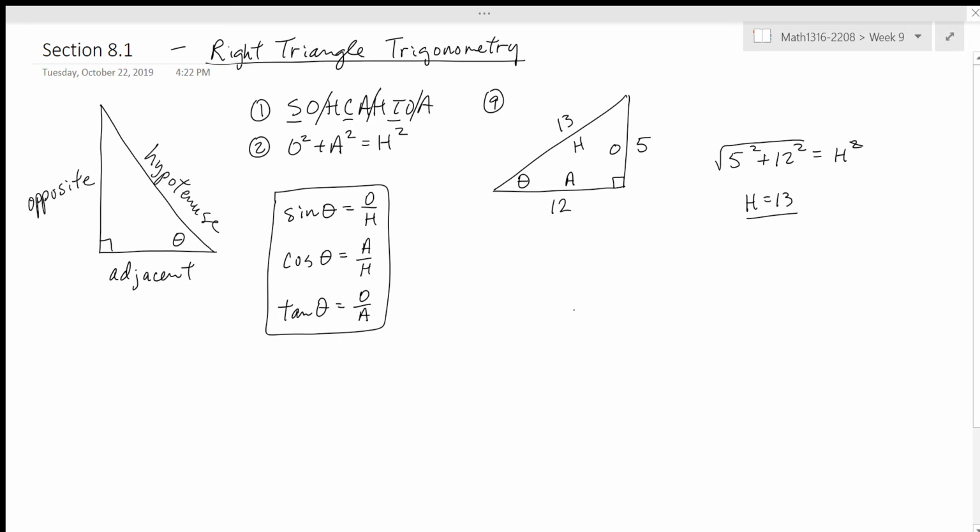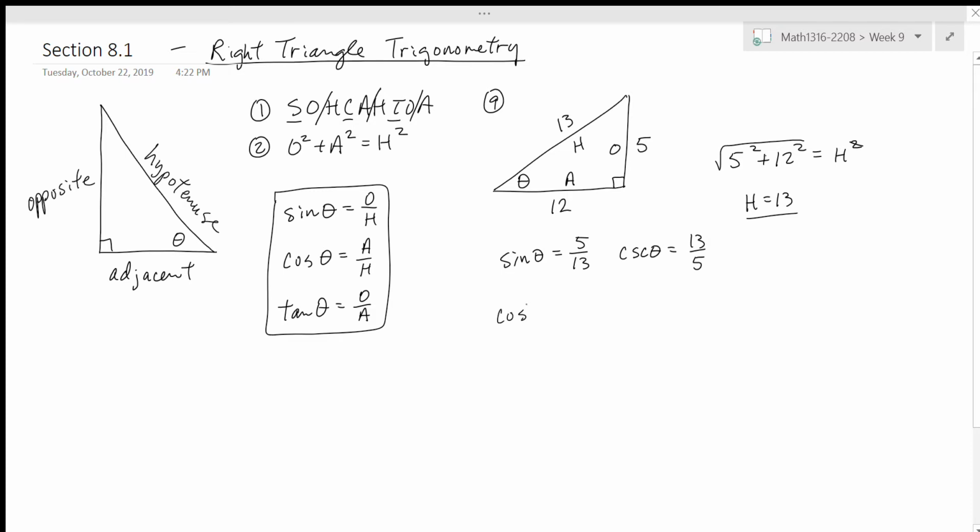Okay, now, can I find all 6 trig fractions? All right, here we go. Sine theta is O over H, which is 5 over 13. And as soon as I have sine, I might as well get cosecant. Sine and cosecant are reciprocals.